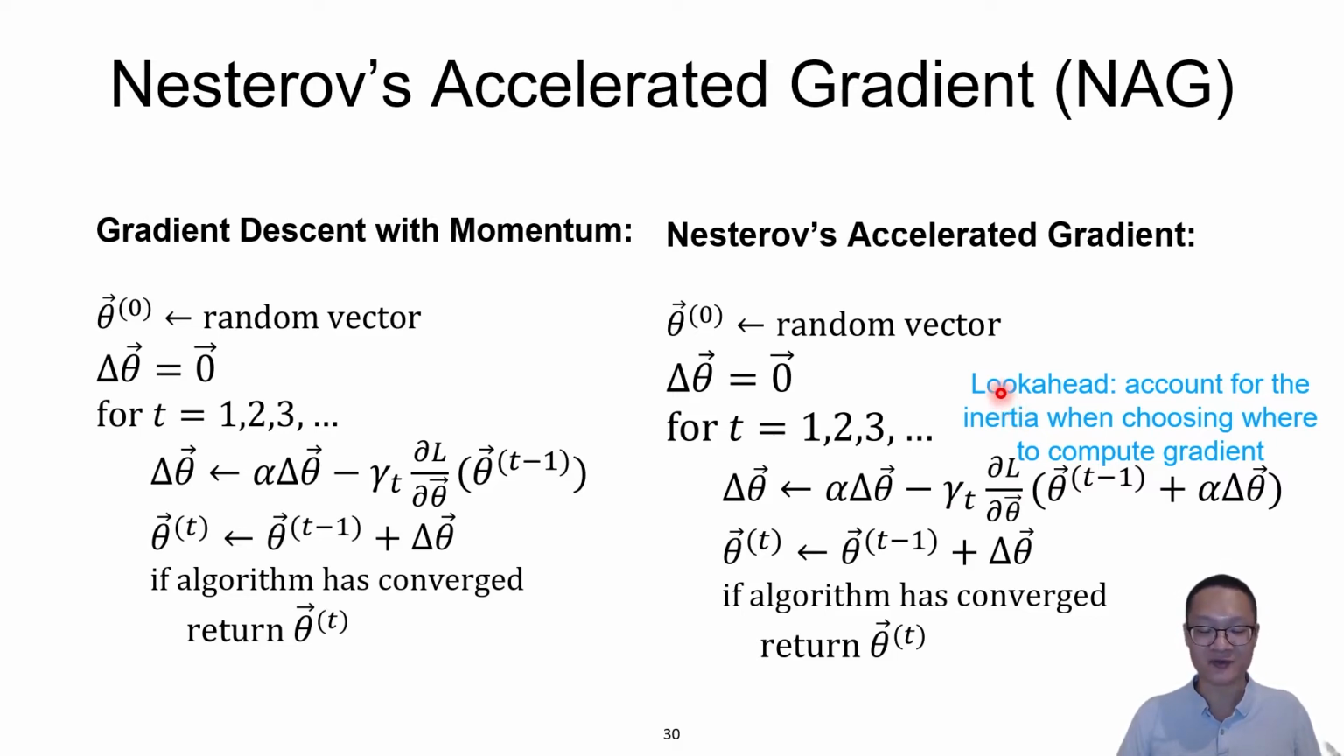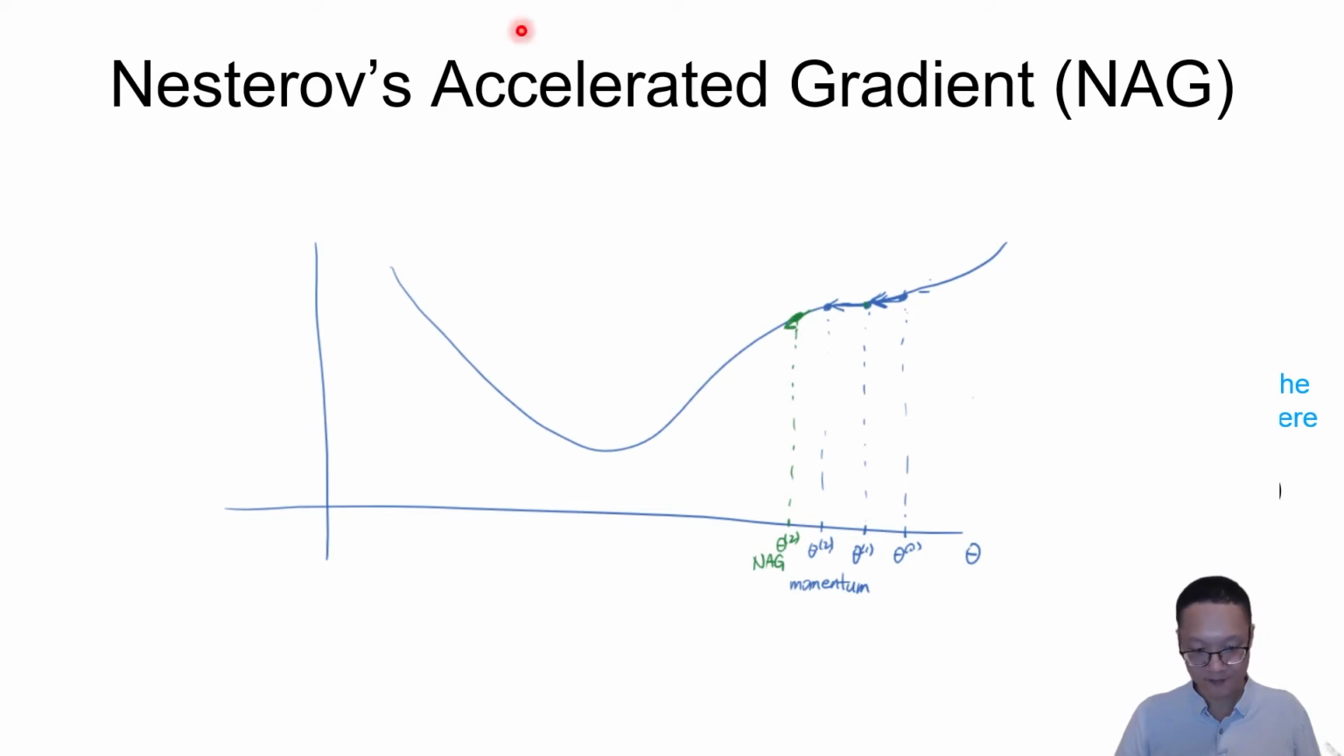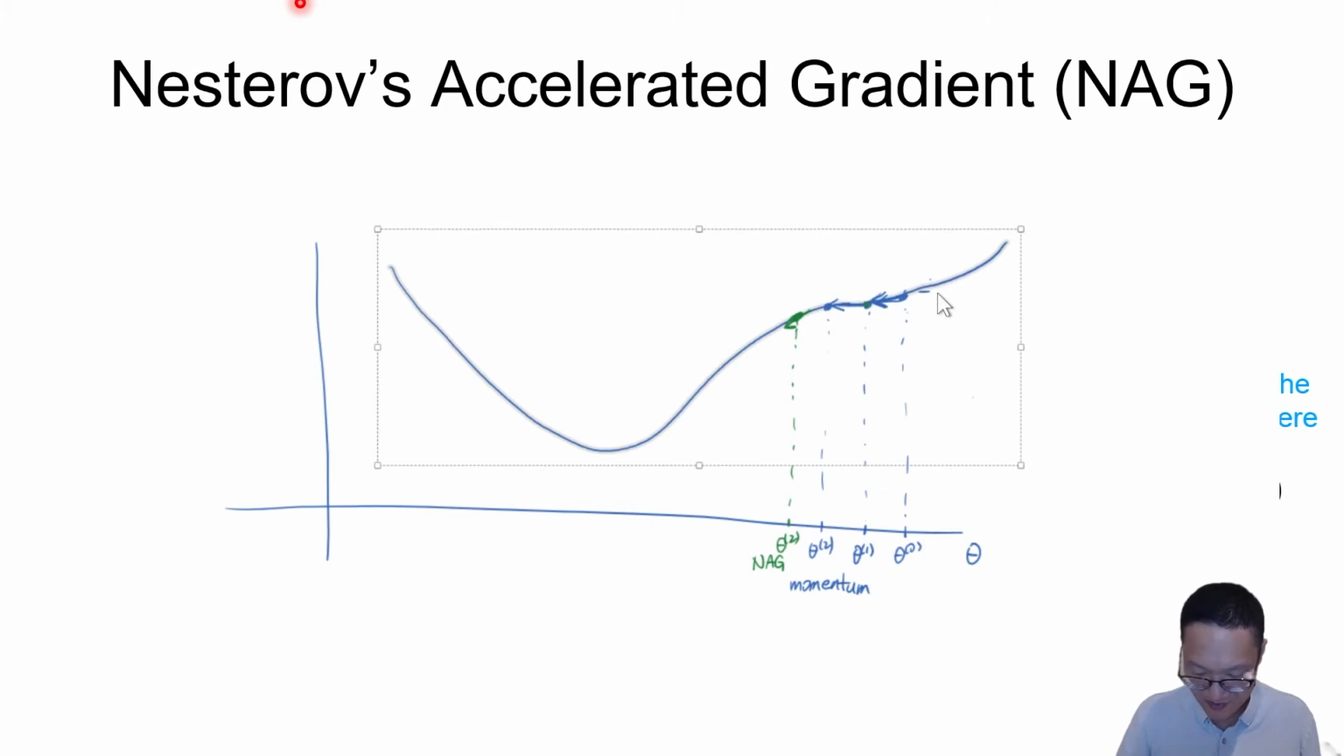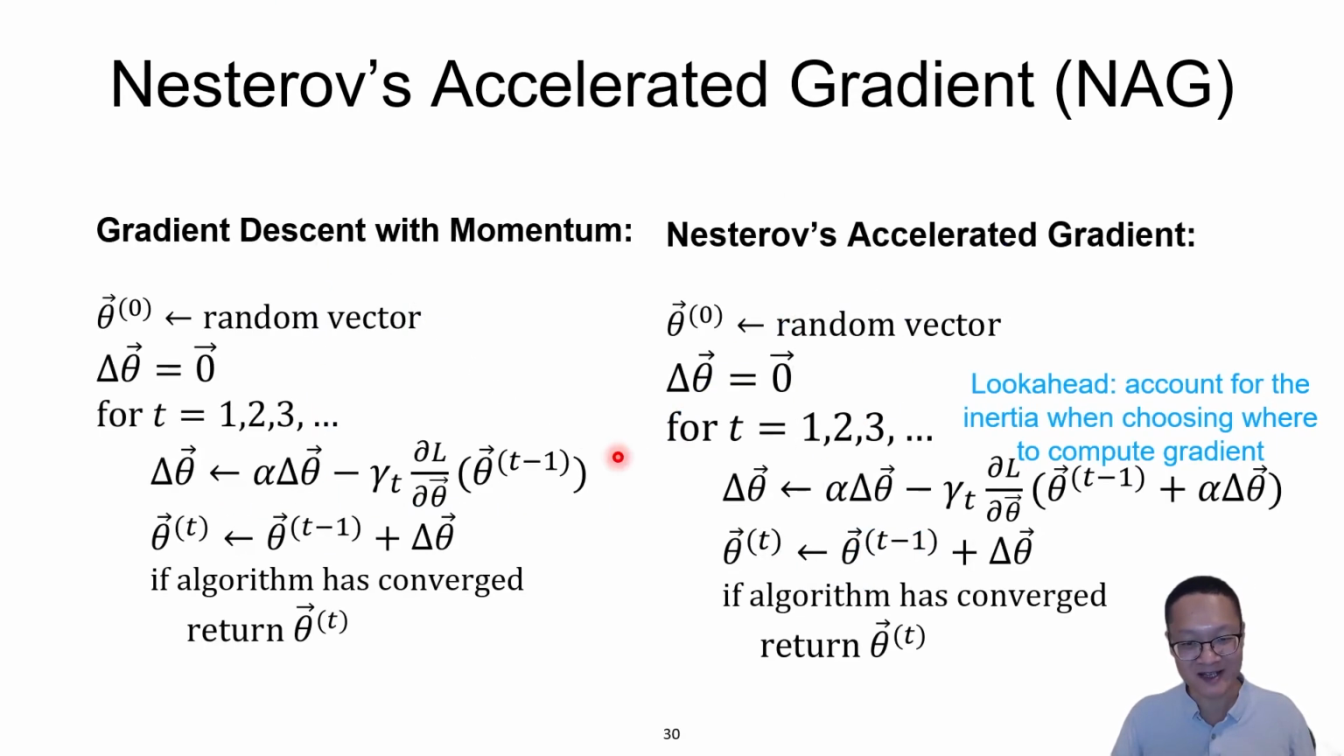You can think of this as accounting for the inertia. If you already have some momentum going down some function, why evaluate your gradient at the beginning point? So what Nesterov's accelerated gradient is doing is evaluating the gradient somewhere ahead because it knows that you're going down that direction anyway. So it's accounting for the inertia. Again, it's not really very precise physically, but that's the intuition. Nesterov's accelerated gradient accounts for the inertia when computing the gradient.